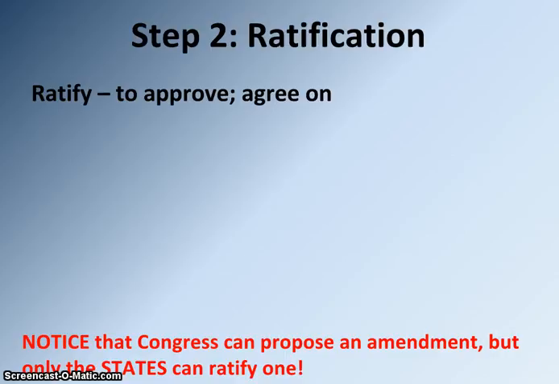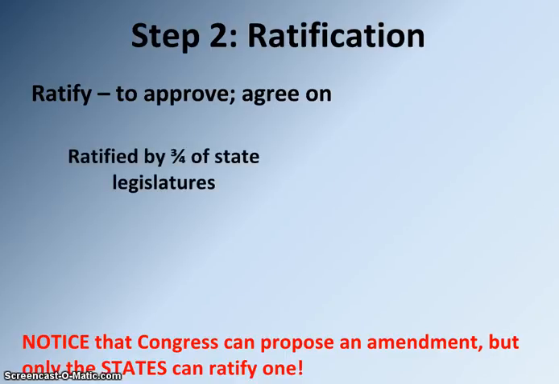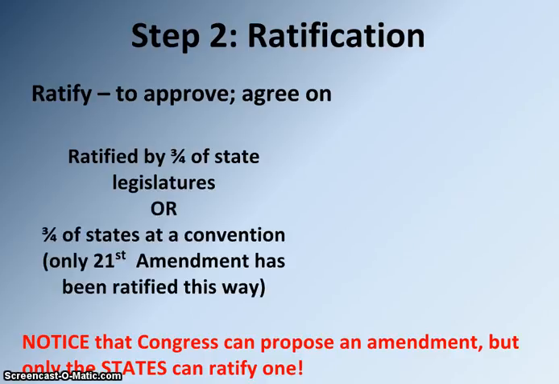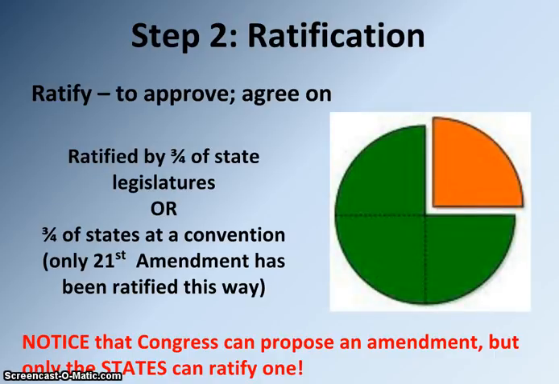Step 2, which is ratification, and to ratify means to approve or agree on. This requires a vote of 3/4 of the state legislatures or 3/4 of the states at a convention, and only the 21st Amendment has been ratified this way. By the way, if you're wondering, there are at this point 27 amendments to the Constitution, which includes the 10 which were part of the Bill of Rights.